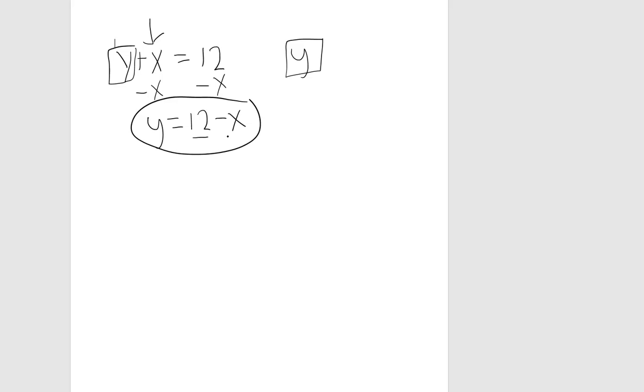We can't combine the 12 and the negative x because they are not like terms. So once you have the variable that you are solving for all alone, you are done. So let's look at another one.